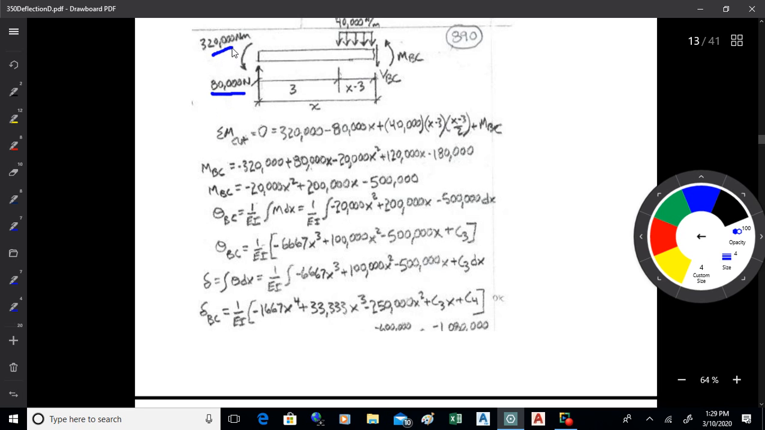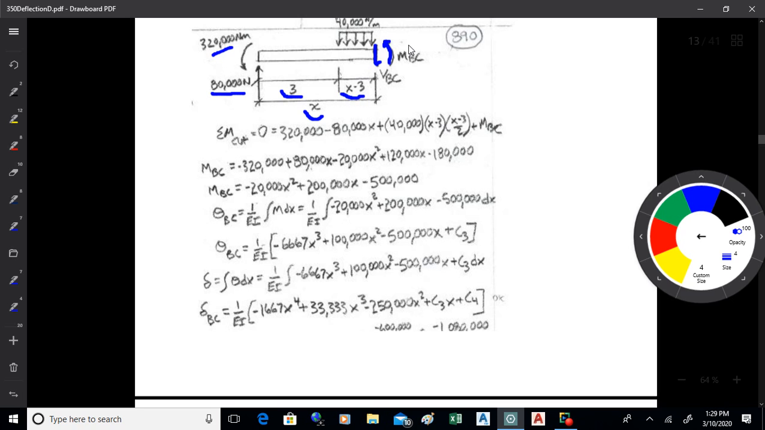$80,000 and $320,000, and then I've got x as my full distance. I've got a hard distance from A to B of 3, so this distance here becomes x minus 3, and then I've got my internal shear and moment put there on the cut. And then I've got that little bit of distributed load that acts over the distance of x minus 3.